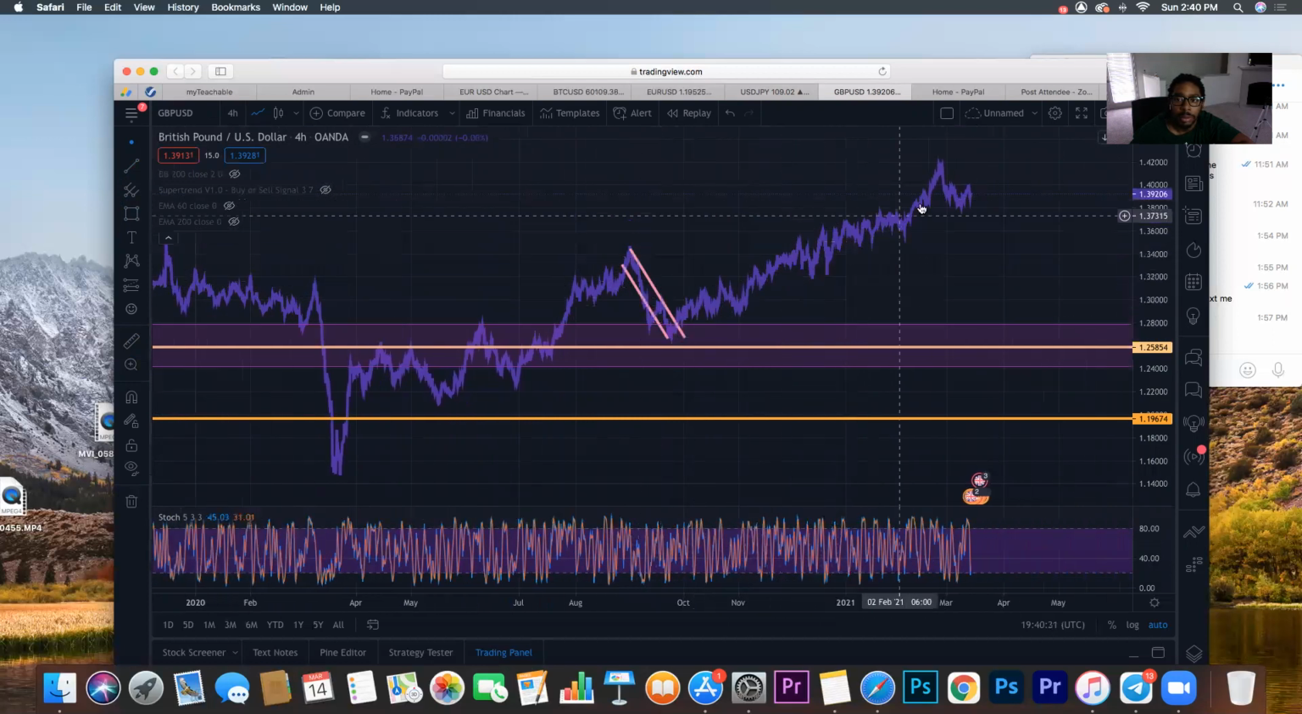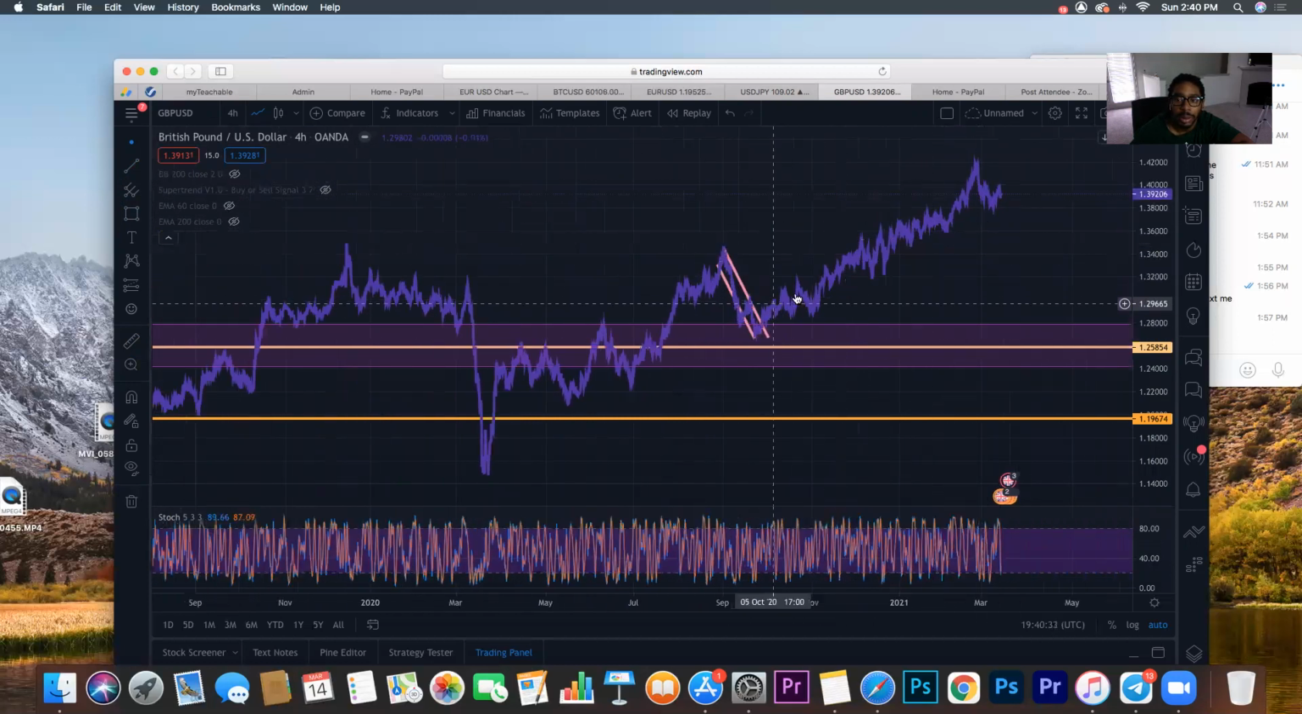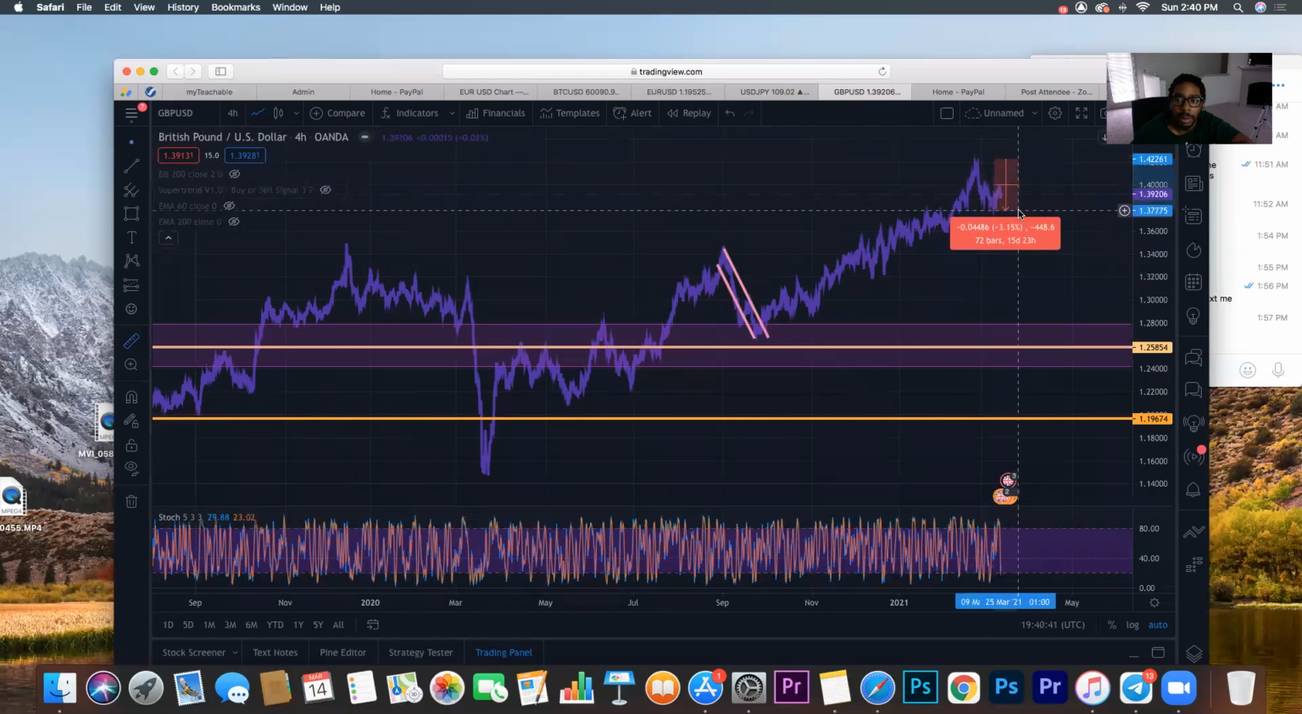All right. Nice little push. And then we came into this channel and a nice little push down. How many pips after it made our favorite shape? How many pips down? 400, man. How y'all not catching these pips?